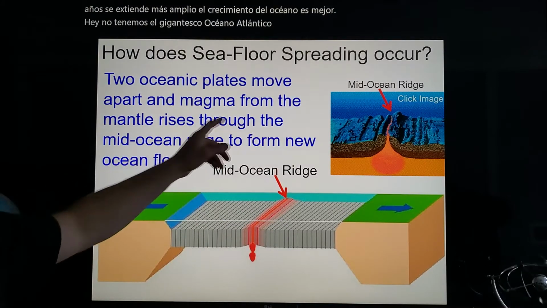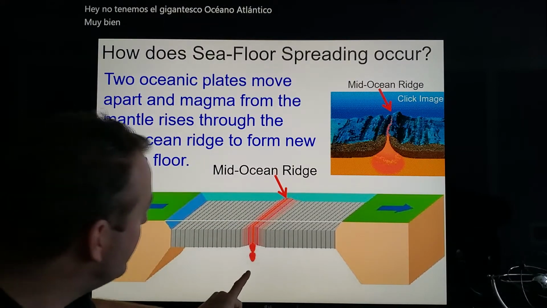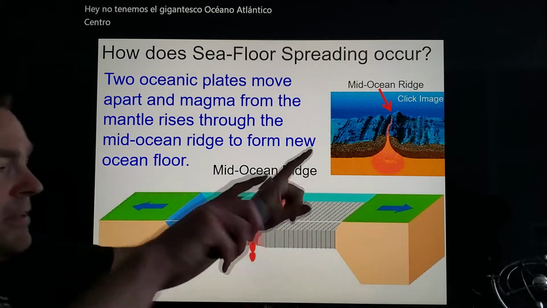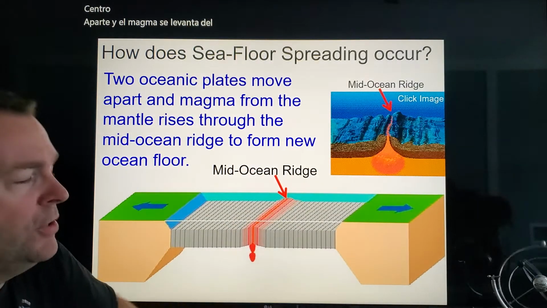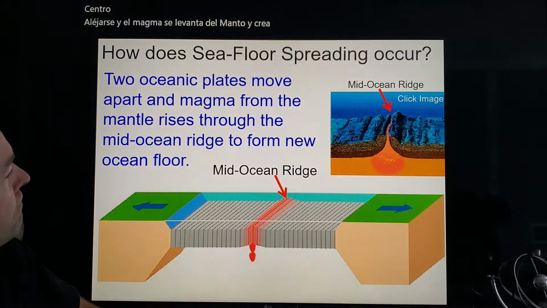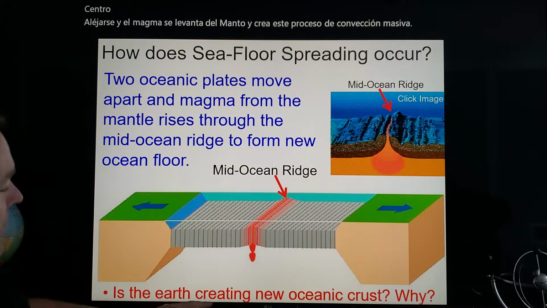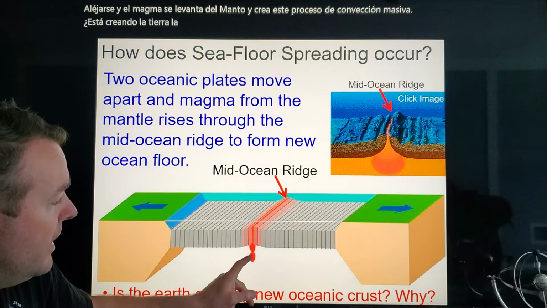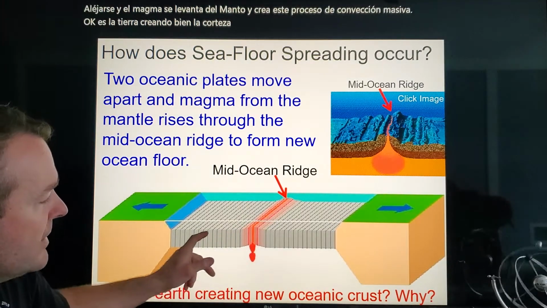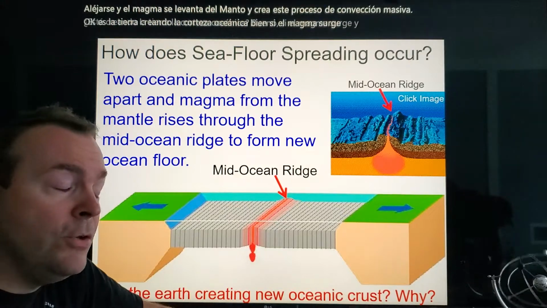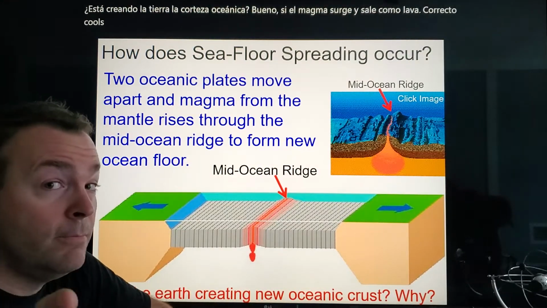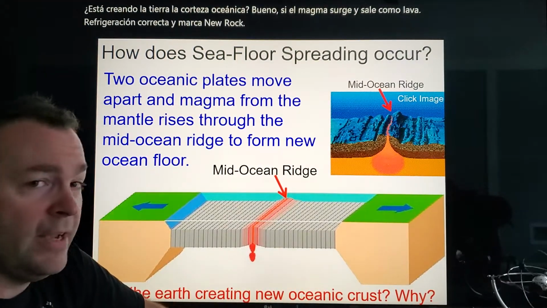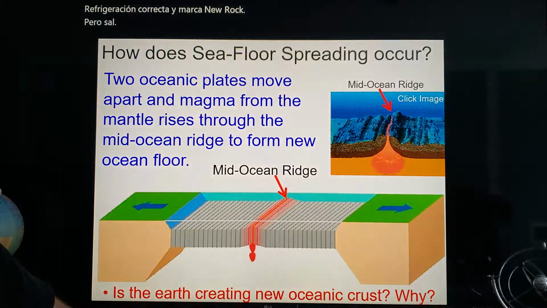All right, mid-ocean ridge again in the center. The two ocean plates move apart, and the magma rises from the mantle and creates this massive convection process. Okay, is the Earth creating new ocean crust? Well, if the magma rises and comes out as lava, right, cools, and brand new rock, oceanic rock is basalt, so then yes, in effect, it is creating new crust.